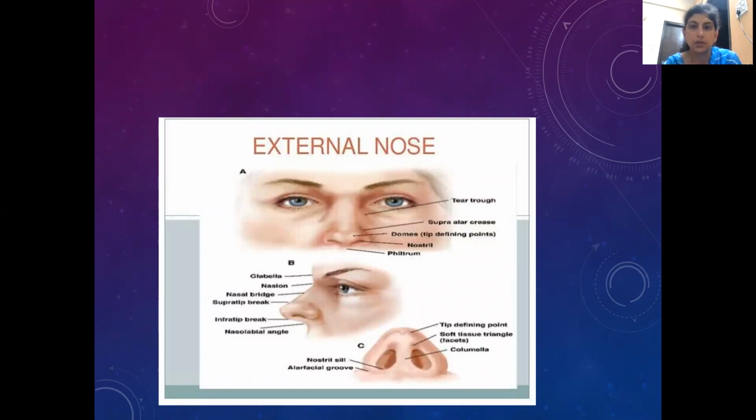This is a picture showing the various parts of the external nose. The glabella, bridge of the nose, nostril, tip of the nose. This is the columella.